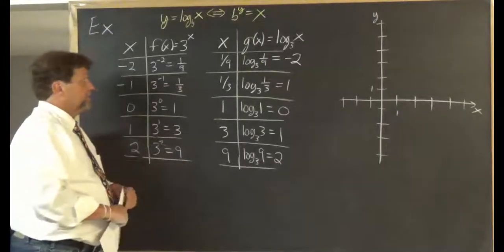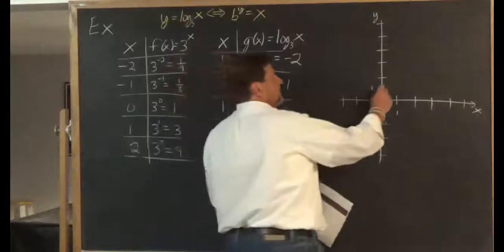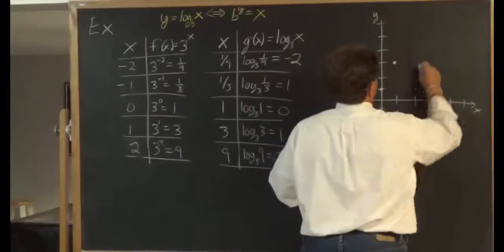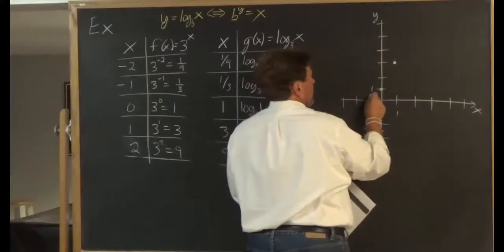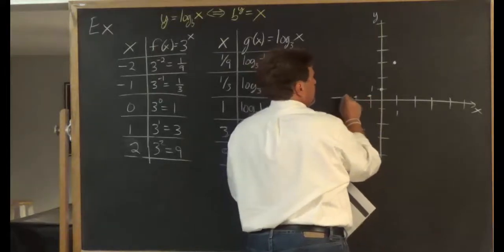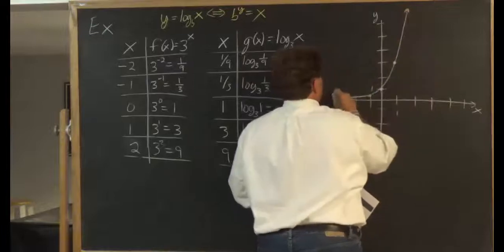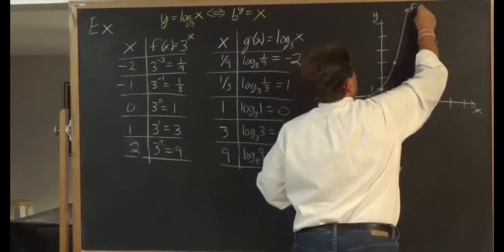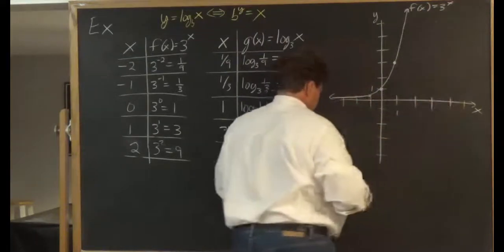So let's graph these. I'm going to graph f of x first. So let's see, we'd have (0, 1) on the graph, (1, 3) on the graph, (2, 9) on the graph. That's off the board. Negative 1 is 1/3. So let me graph this. There's the graph of f of x equals 3 to the x.